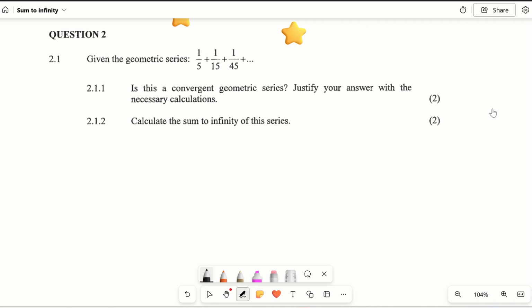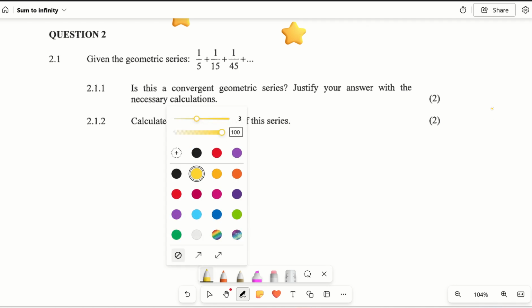Let's do it. We read the question first to understand it, given the geometric series. You don't need to check if the ratio is constant because they already tell you that it's a geometric series. Do not check, it's given. If they said given the series, then you'd have to check. It's given already that the ratio is constant.